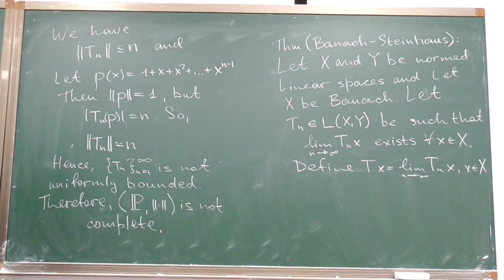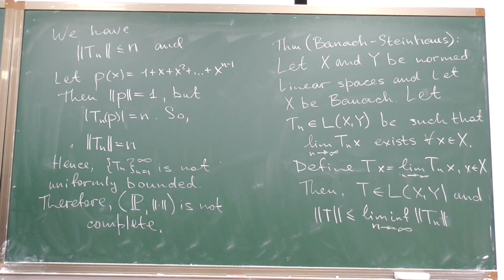The assertion of the theorem is that, first of all, T is a bounded linear operator, which shouldn't be surprising for us. We have seen that several times. What is more interesting here is an estimate on the norm of T from above. It's not guaranteed that the sequence of norms of Tn converges, but we can estimate the norm of T from above by the lim inf. The proof of this result is an exercise for you.